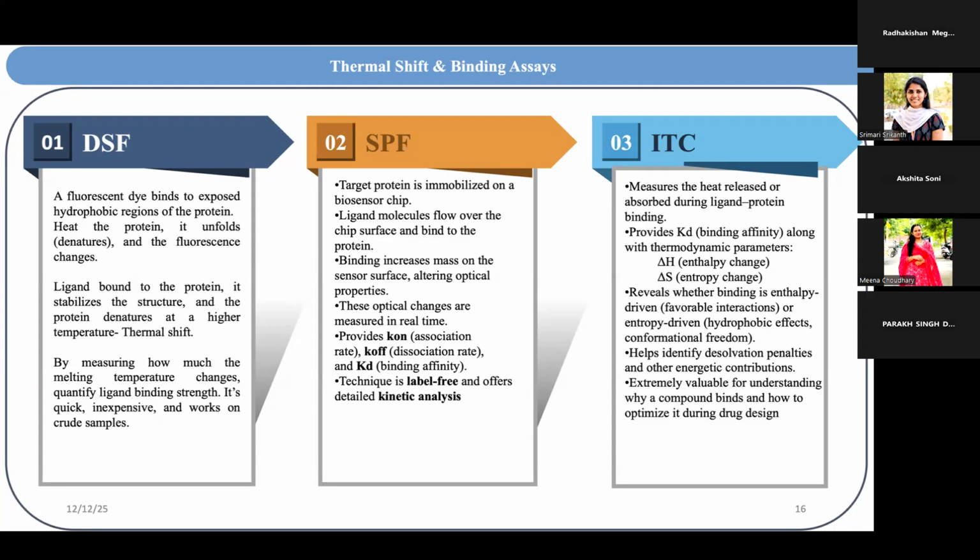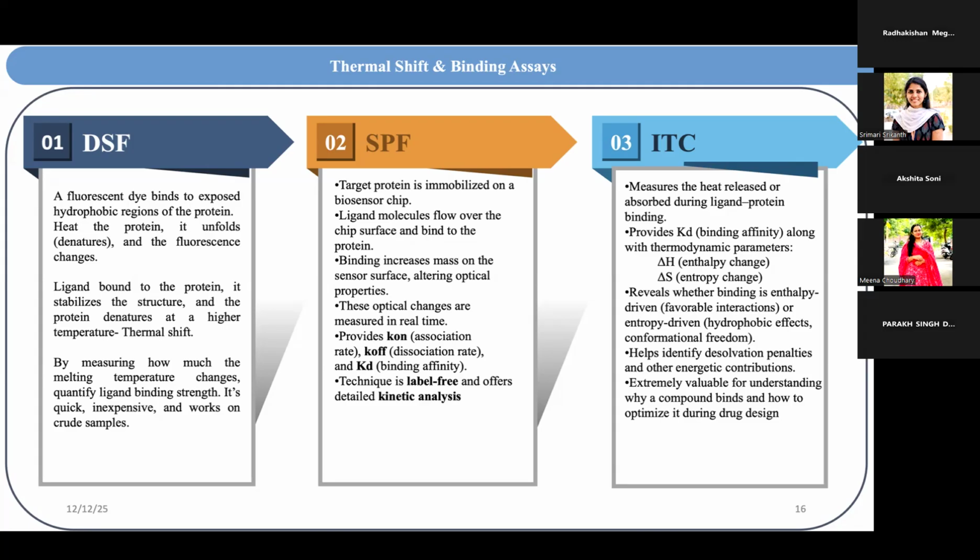The next one is SPR, surface plasmon resonance. Our target protein is immobilized on a biosensor chip, and ligands flow over it and bind. As mass increases on the surface, the optical properties change, so we measure in real time. This technique gives the association and dissociation rates and the equilibrium dissociation constant. This one is a label-free technique.